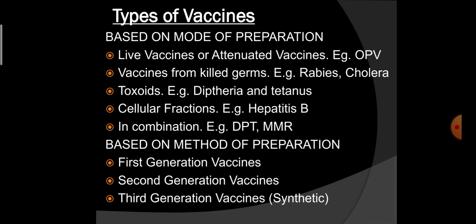Vaccines from killed germs: the pathogen is killed and then it is entered. That means it is not alive, but there are some things inside this microorganism which will trigger the body to produce an immune response. So plague, rabies, cholera, all these vaccines are made from killed germs.